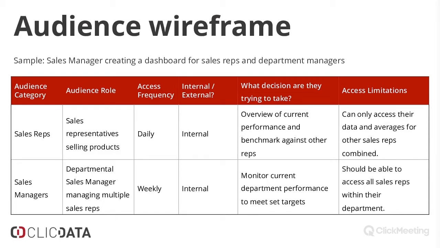The key decision the sales rep is trying to make from this dashboard is to understand their current performance and also benchmark against other sales reps. The key decision the sales manager is trying to make is to look at the department's performance and see if the objectives for that particular department are met or not.